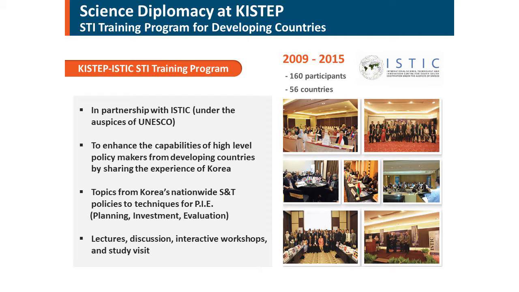Also, we have been closely working with ISTIC. ISTIC is located in Malaysia and is a Category 2 UNESCO institution. We provide an intensive one-week training program for high-level policymakers from developing countries. The topics range from Korea's nationwide S&T policies to techniques for planning, investment, and evaluation. Up to now, we have provided this program for 7 years, and the participants amount to 160 from 56 countries.